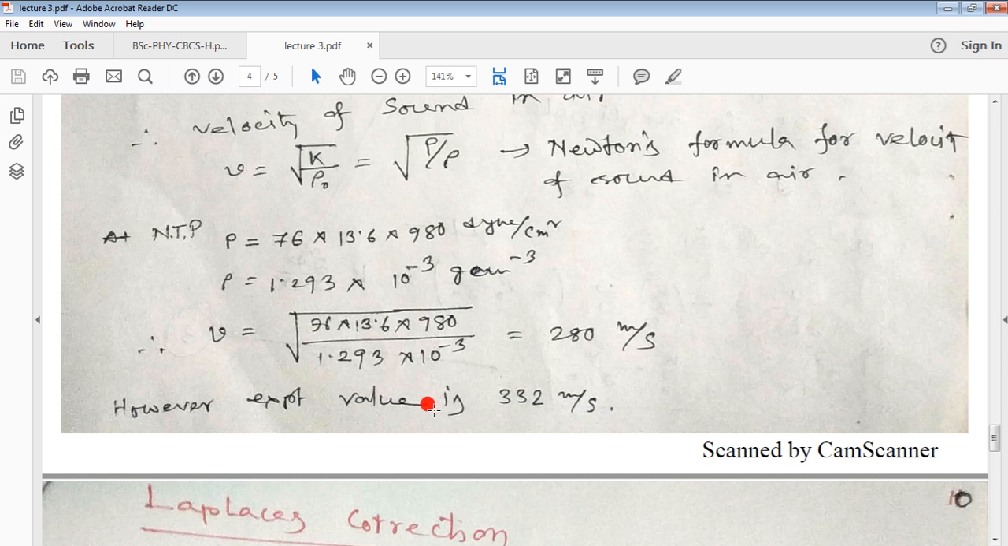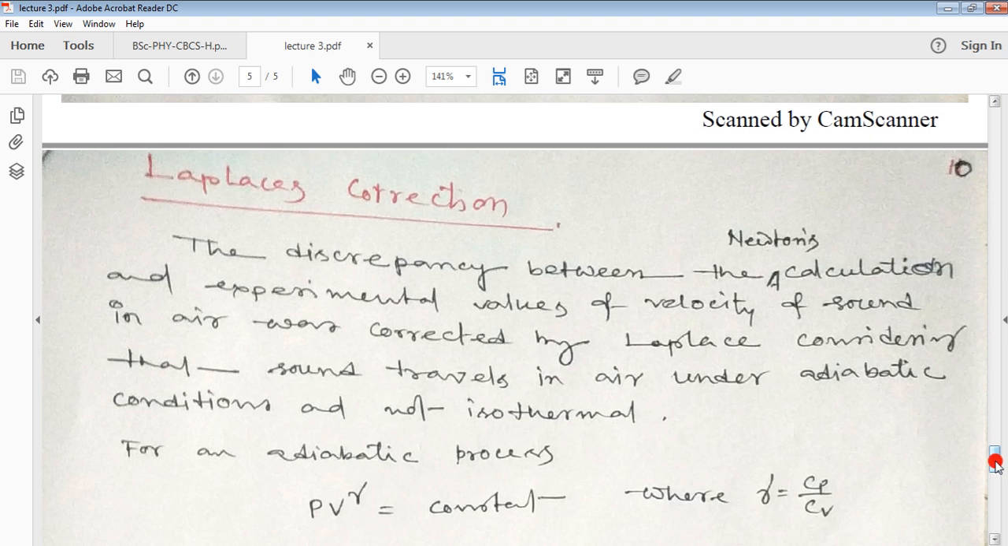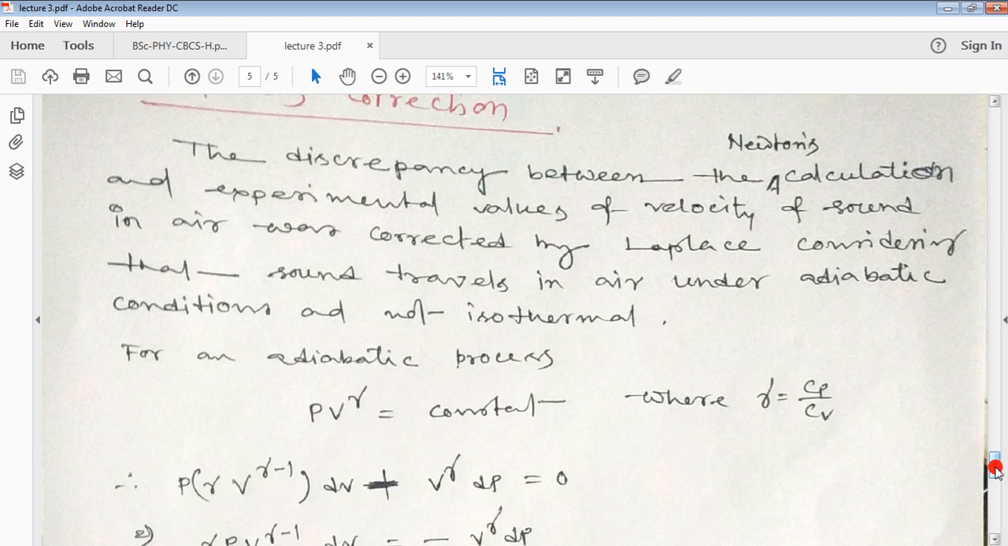However, experimental value is 332 meter per second. So this is theoretical value, and experimentally measured value is 332 meter per second. So there is a difference between these experimental and theoretical values. So the discrepancy between these two values was corrected by Laplace.